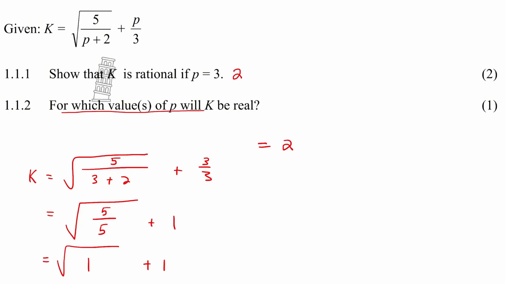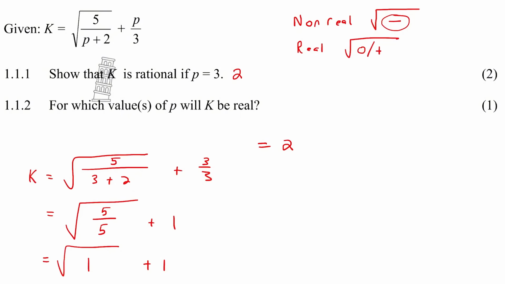For which values of p will the expression be real? Well, let's first talk about non-real. Non-real is when you have a negative value inside a square root. So for which values would it be real? For it to be real, it would have to be 0 or anything positive. So we want whatever's inside the square root to be bigger than or equal to 0.